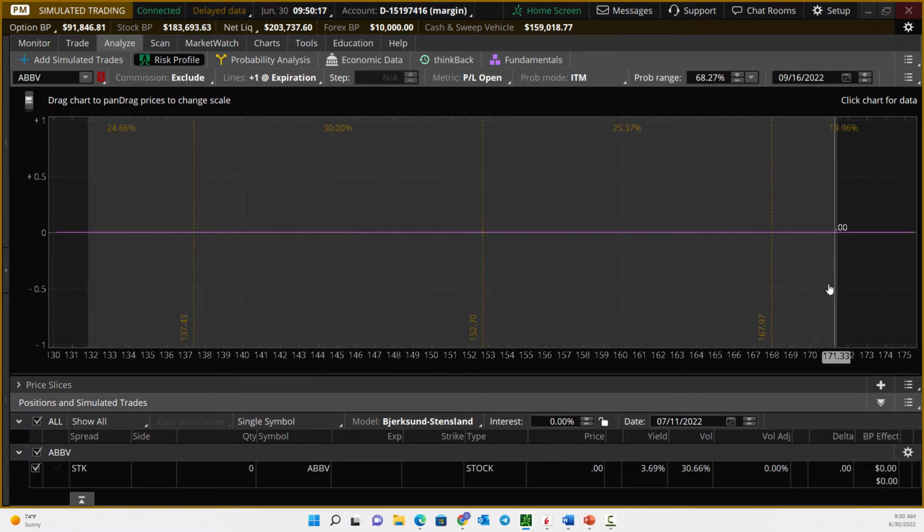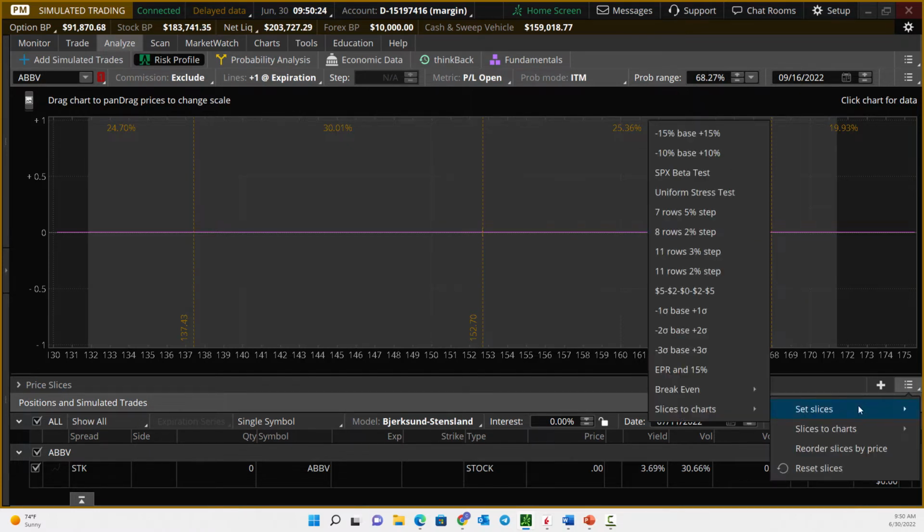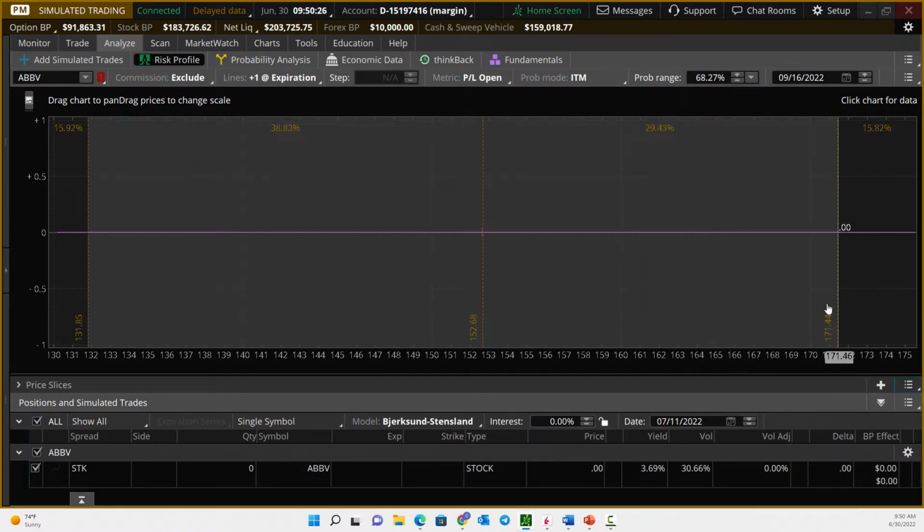I want to go out a couple of months and see where it says probability-wise. I could put these slices to just one standard deviation, see that 68% range, and basically ask where I think this thing can be. If it's bullish, it can get up in here and as high as 171. If it's bearish, it goes down here and as low as 131. But that's the probability range. There's a 2/3 chance it'll be between here.